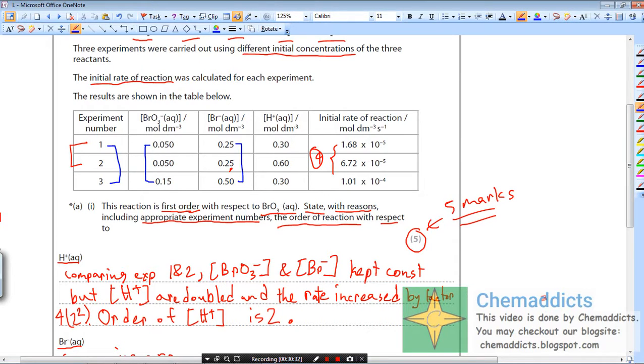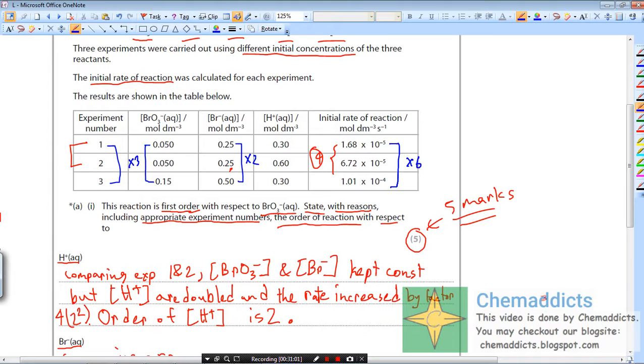So in here, as we can see, this is tripled. The concentration of bromate 5 is tripled over here, and in here the concentration of bromide has been doubled. So the concentration here, we can see that it has increased 6 times. Yeah, 6 times.